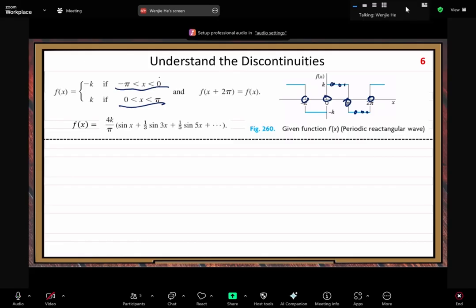After the break, let's take a 10-something minute break. When you come back, let us look at the convergence question and the discontinuities.